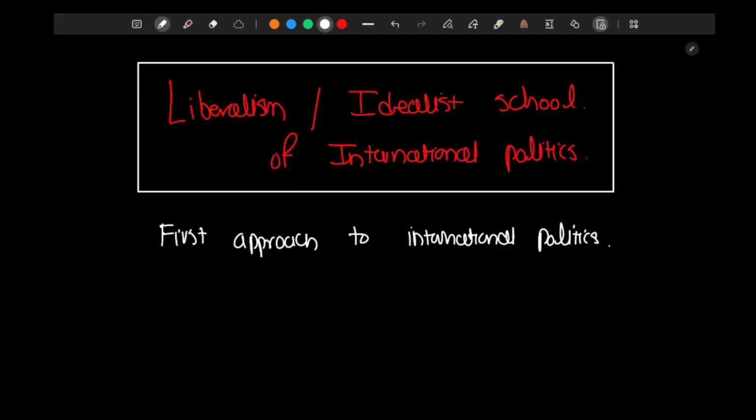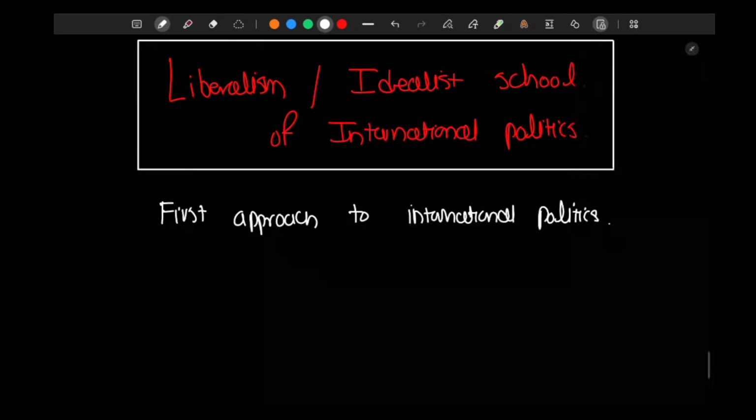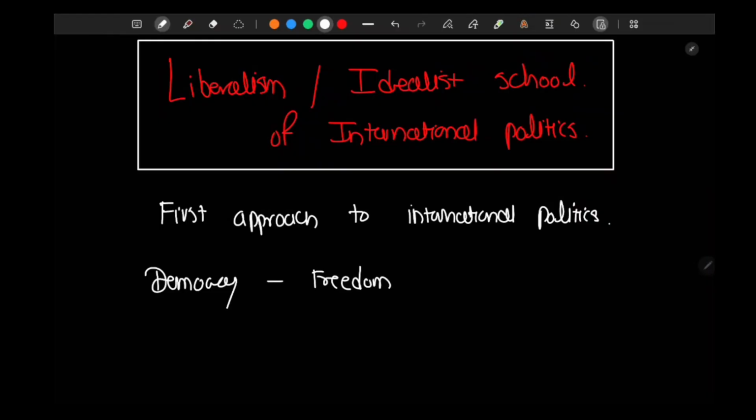Liberalism, as we understand, is about individual rights. It is about autonomy of self. When you take this principle from individual to state, it gets reflected as democracy, freedom of trade, and peace.